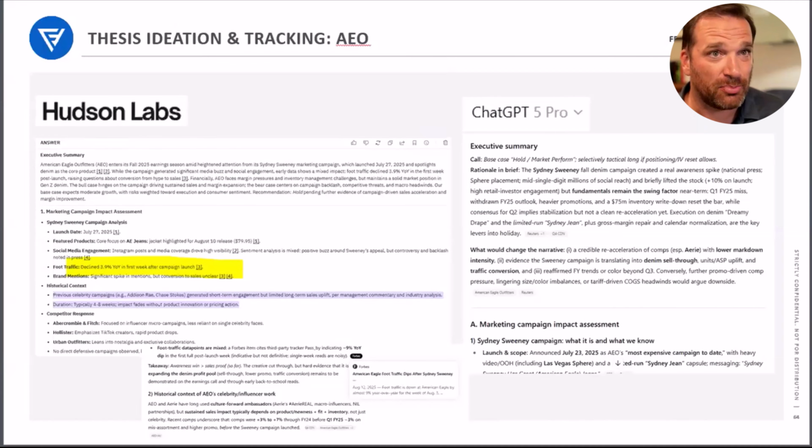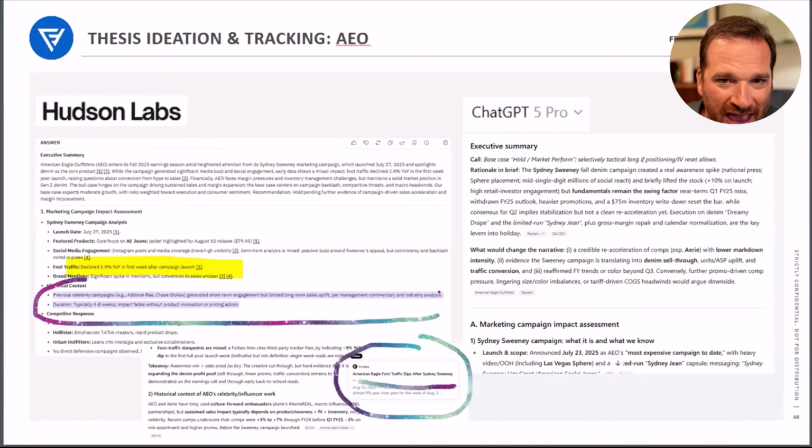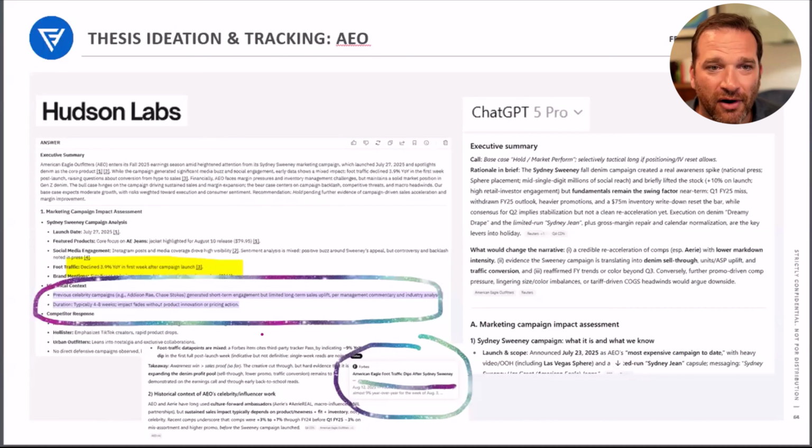In this instance, I sort of picked on ChatGPT earlier due to the accuracy. It was pretty damn good in this use case. It pulled a bunch of issues, sort of framed the issues, kind of similar to how FTM would. It pulled interesting things like a Forbes article that cited traffic declined 9% in the week after. Now that's a small N. Hudson Labs pulled the historical priors of whether Addison Rae or Chase Stokes. I'm too old to know who either of those are.